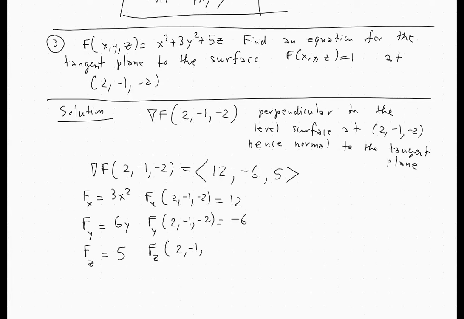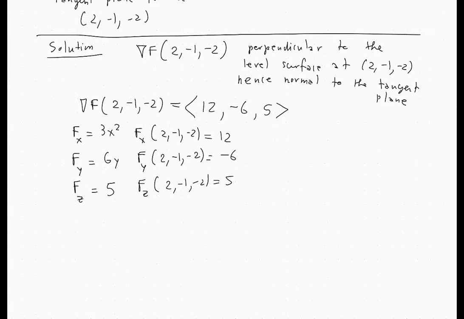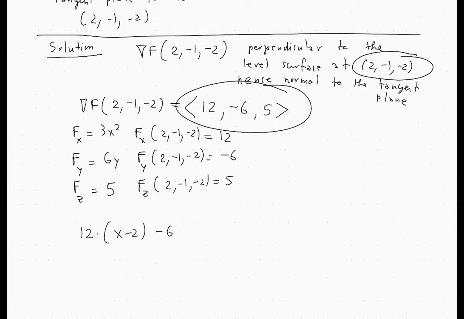And we have a point. We have the normal vector. How do we find the equation of the plane? We know that it's going to be 12 times (x minus 2), minus 6 times (y plus 1), plus 5 times (z plus 2). And of course, don't forget to put equal to 0 since we're looking for an equation.